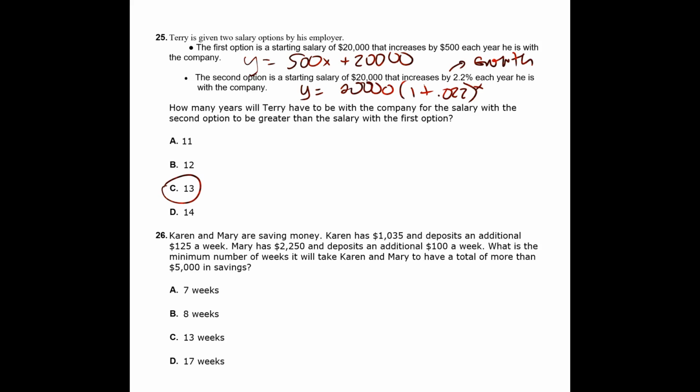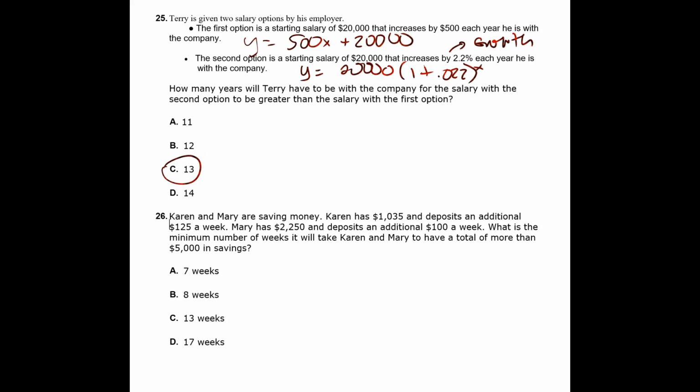All right, moving on. Karen and Mary saving money. Karen has $1,035 and deposits an additional $125 a week. Mary has $2,250 and deposits an additional $100 each week. What is the minimum number of weeks it will take Karen and Mary to have a total of more than $5,000 in savings?